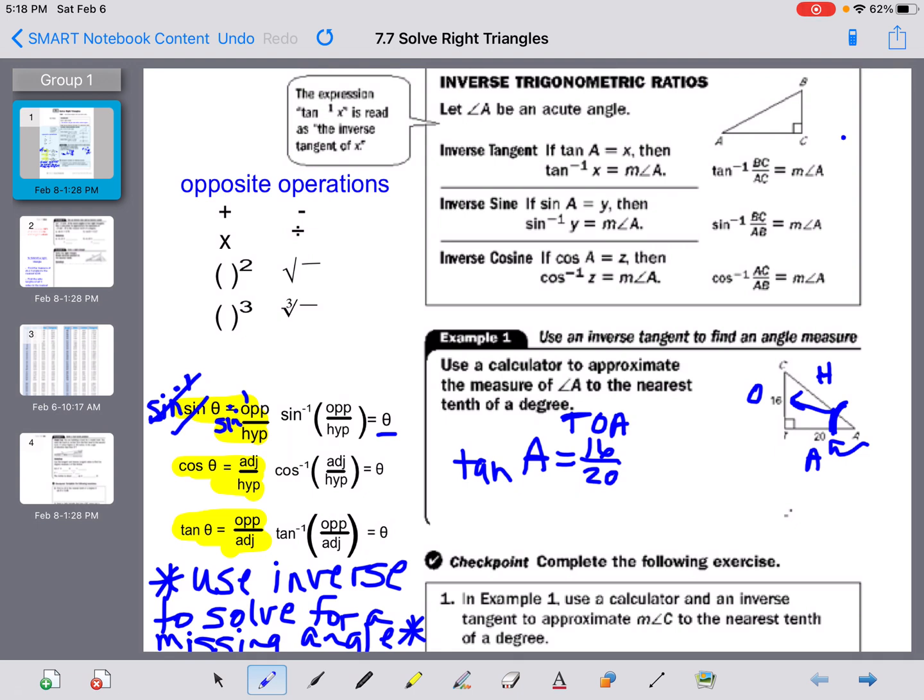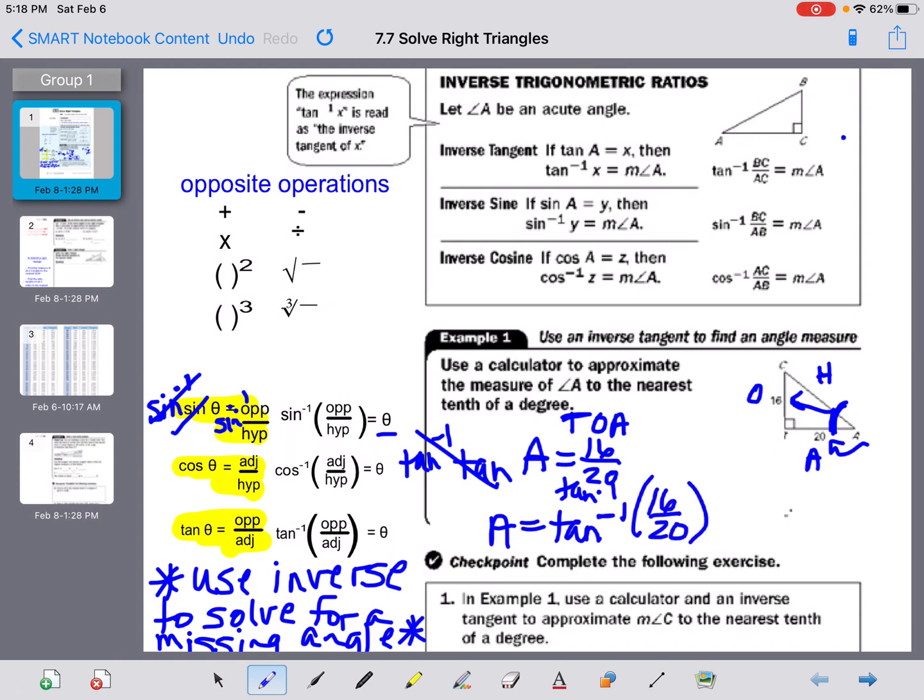Now, I look and I'm trying to solve for A. Well, what's still connected to A? Tangent. If I want to get the tangent off of A, I need to take the inverse tangent. That's what undoes it. Okay, inverse tangent. These two cancel, and I'm left with A. Over here, I get inverse tangent of this whole fraction, 16 over 20.